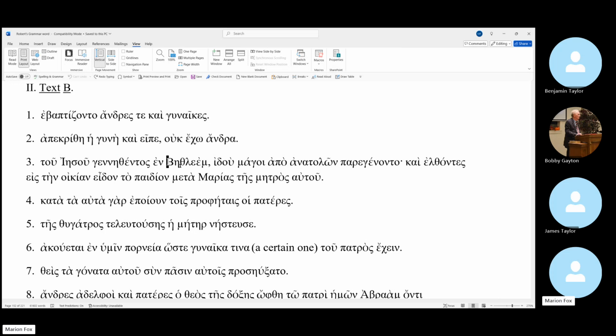I'm sorry, I'm taking some time here. It shows a feminine article, so it's a feminine noun. It says Bethlehem is indeclinable. It may only have one form. I don't see any other given there for it. I bet it doesn't have any other forms.